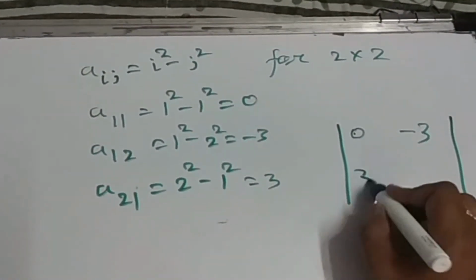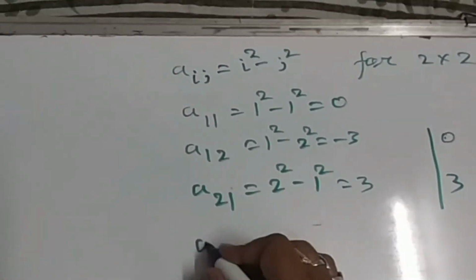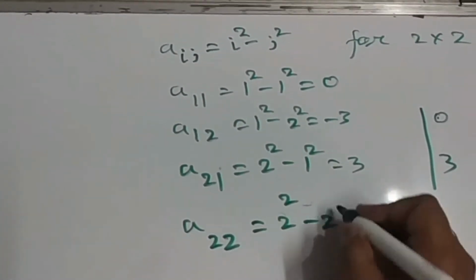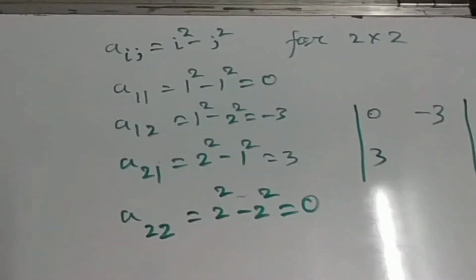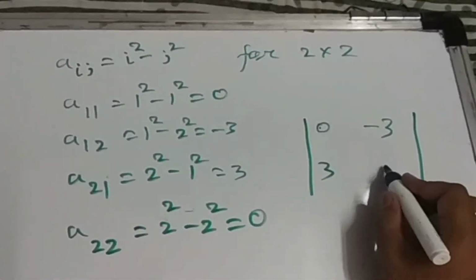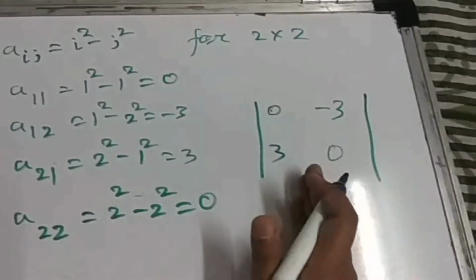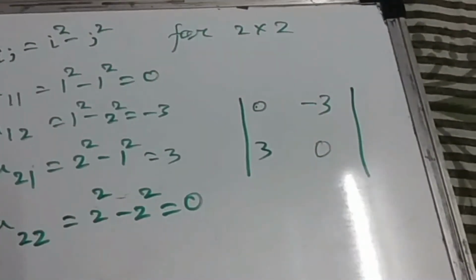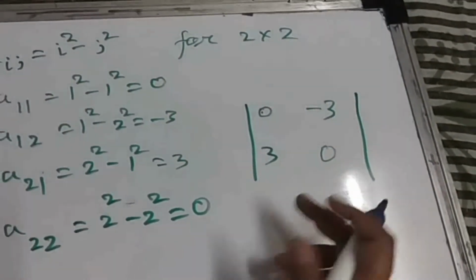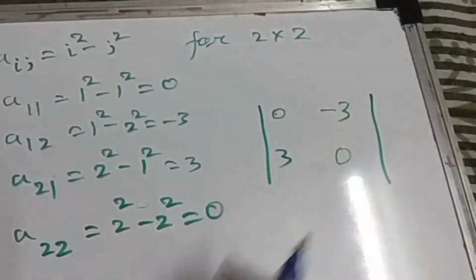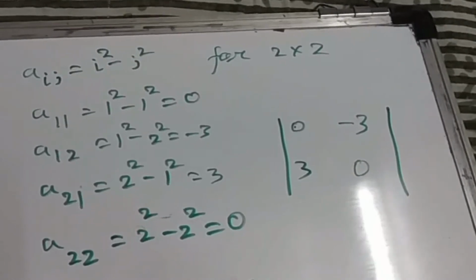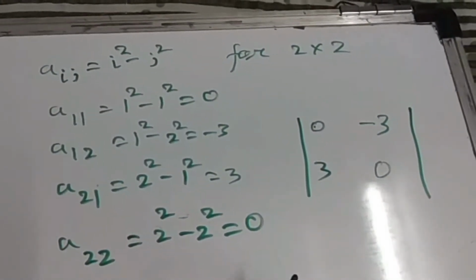Now A22, that is 2 square minus 2 square, that is 0 again. So at this position A22 I am getting 0. What type of determinant is this? It is skew symmetric determinant of even order. Okay, you look 0 0 here, minus 3 plus 3, skew symmetric determinant of even order. Now same thing I will do for 3 into 3.